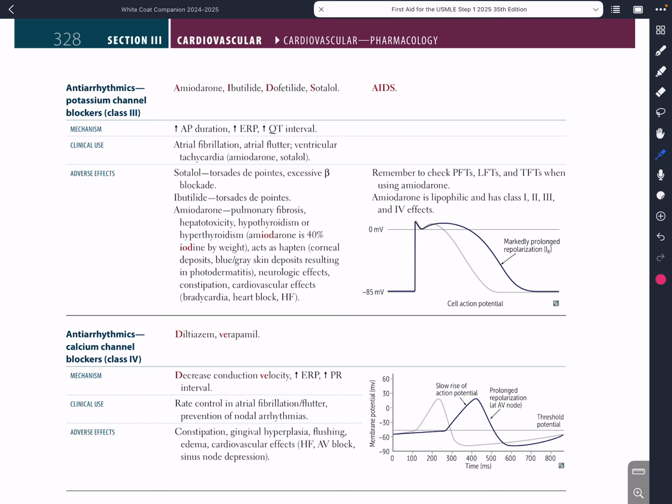Amiodarone can also cause blue-gray skin deposits resulting in photodermatitis. It can also cause neurologic effects. Amiodarone can cause constipation. Remember hypothyroidism? One of the findings of hypothyroidism is constipation.